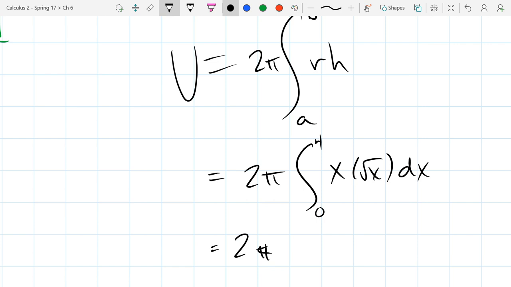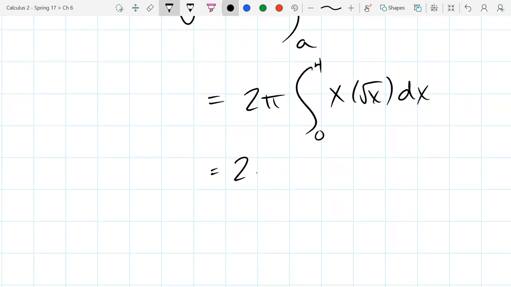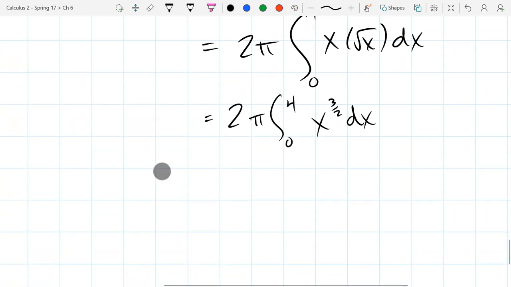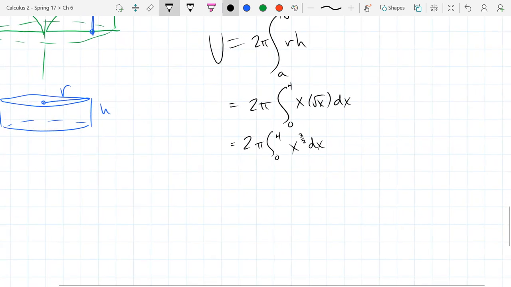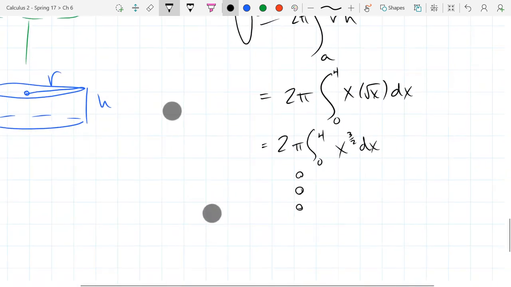Tiny bit of algebra here. We have x to the first times x to the half, x to the 3/2 power dx. How do you find the antiderivative? Anti-power rule. Add 1 to the power, or add 2/2 to the power, divide by the new power. Guess and check can be really useful. So I'm going to just say dot, dot, dot. So this integral is pretty straightforward to compute.